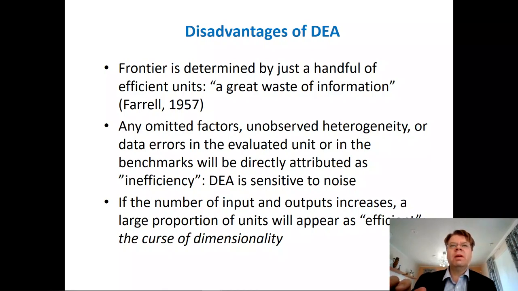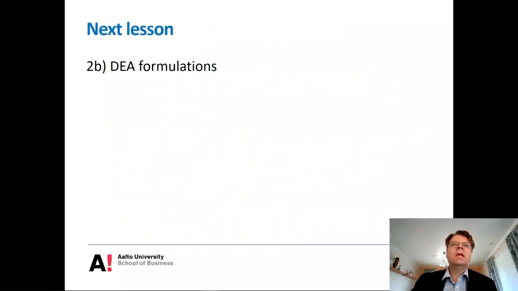I want to make this discussion of disadvantages at this stage to also motivate you to look into the black box of DEA more carefully. So in the next lecture, I start going into the linear programming formulations of DEA to get an idea of how DEA is actually calculating these efficiency scores, and perhaps more importantly, gain a little bit more insight into the multiplier and intensity weights that DEA is producing as a side product of calculating those efficiency scores.